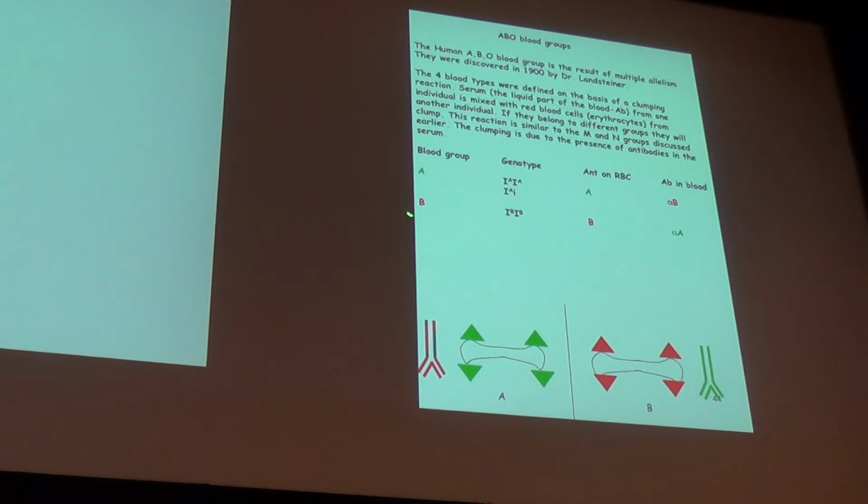Individuals with blood group B, you basically have the B antigen on the red blood cell, and in your serum, you have antibodies against the A antigen. If you are AB, you are codominant. You have both antigens A and B on the surface of your red blood cell. All right? Clear? That's like the M and the N antigen.